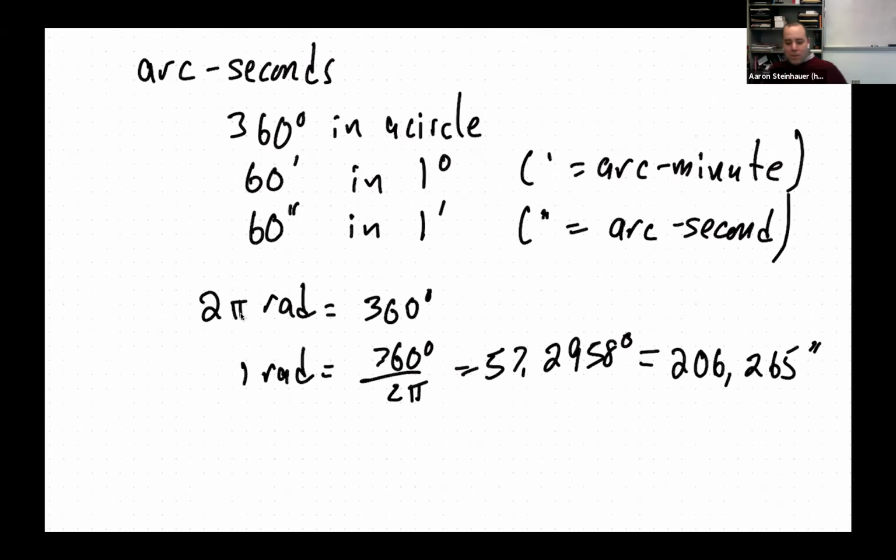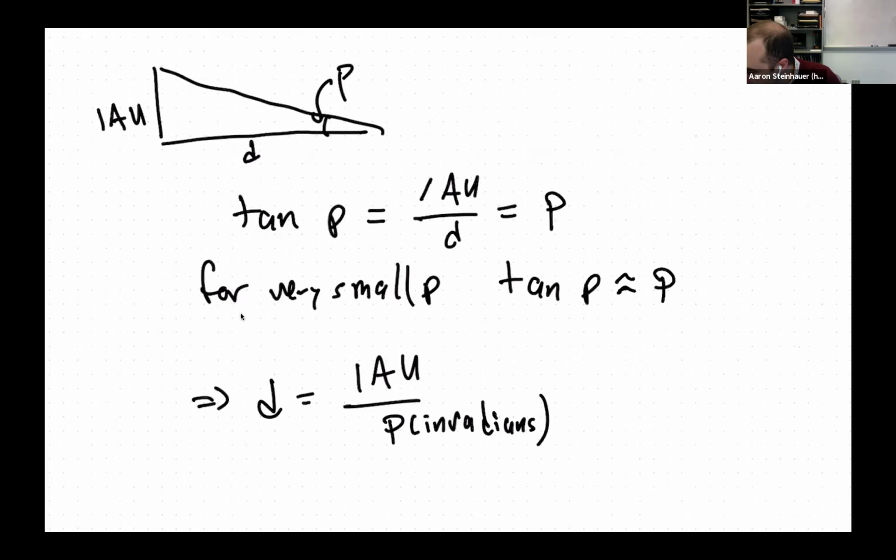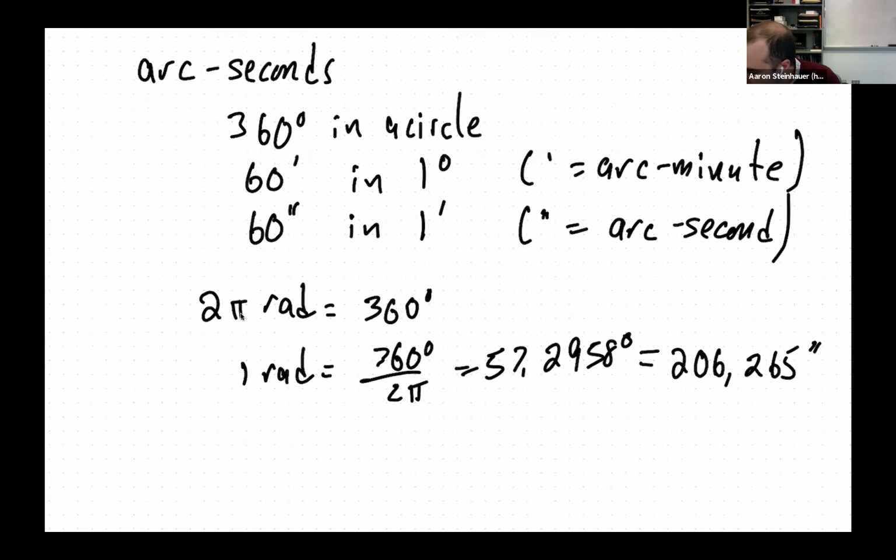And that is a useful number to know because this number gets folded back into the parallax formula, because we want to express our parallax angle in arc seconds and not radians, because it's just going to be an easier number to work with. So let's go back to this formula, D equals 1 AU over P parsecs. I'm going to add another page and write that formula again: 1 astronomical unit divided by PR, where PR is the parallax angle in radians.